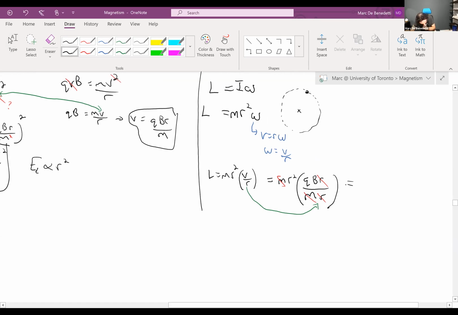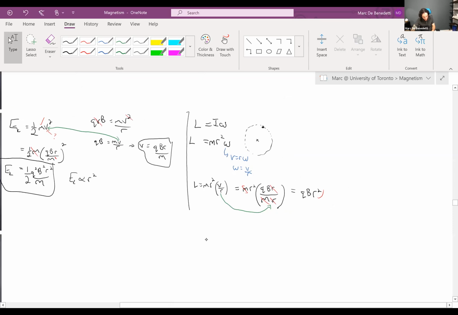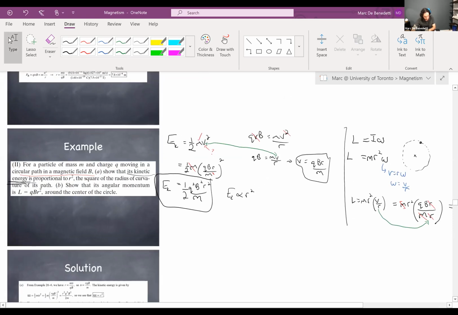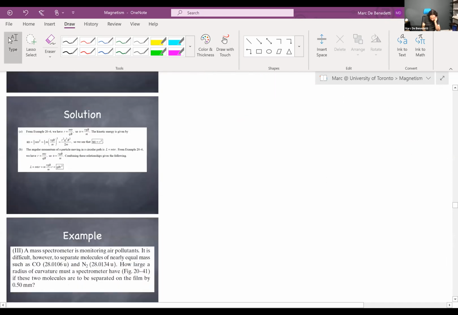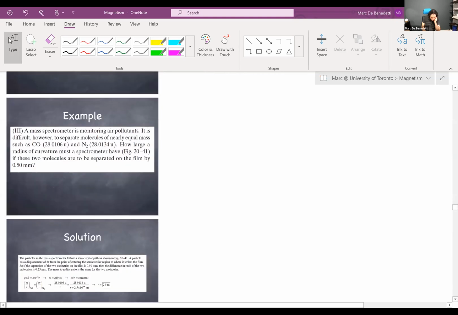what do we end up getting? We end up getting QBR squared. And I think that is exactly QBR squared. Is that what they wanted us to show? Yes, QBR squared. That's what they wanted us to show. Okay. If we have time, we will come back to this question.